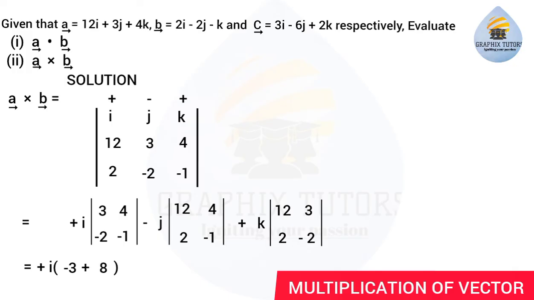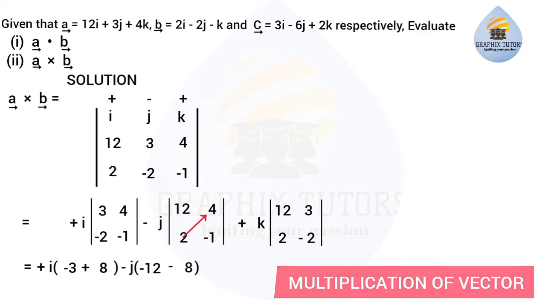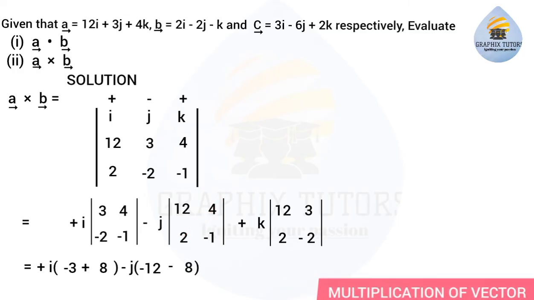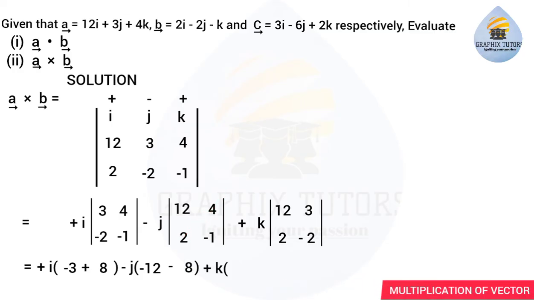All together. Now we'll look at -j. You open the bracket, there's a natural minus in between. So -1 times 12, we have -12. 2 times 4, we have 8. You can see that. So go to the next one, plus k. You open another bracket, with a natural negative in between. -2 times 12 will give you -24. Then 2 times 3 will give us what?